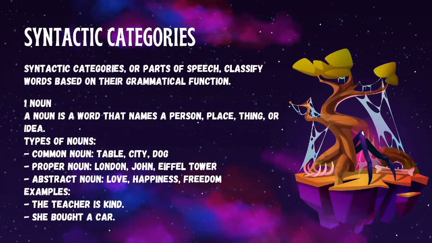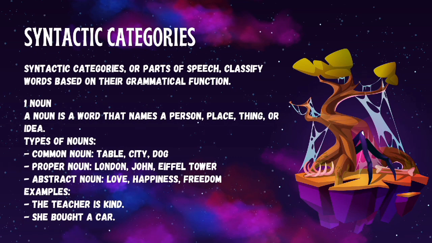Syntactic categories. Syntactic categories, or parts of speech, classify words based on their grammatical function. 1. Noun. A noun is a word that names a person, place, thing, or idea. Types of nouns: common noun: table, city, dog. Proper noun: London, John, Eiffel Tower. Abstract noun: love, happiness.